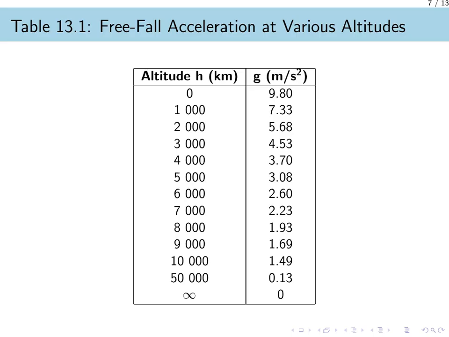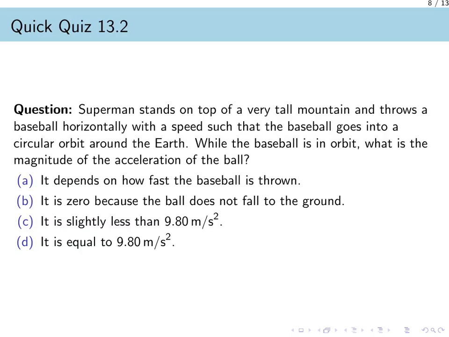The key takeaway is that gravitational acceleration is not a constant, but decreases as your distance from the Earth's center increases. Let us pause for a moment to check our understanding with a quick quiz. The question asks for the magnitude of acceleration for a baseball in a circular orbit, launched from a very tall mountain. This problem connects the idea of orbital motion with our new formula for gravitational acceleration.